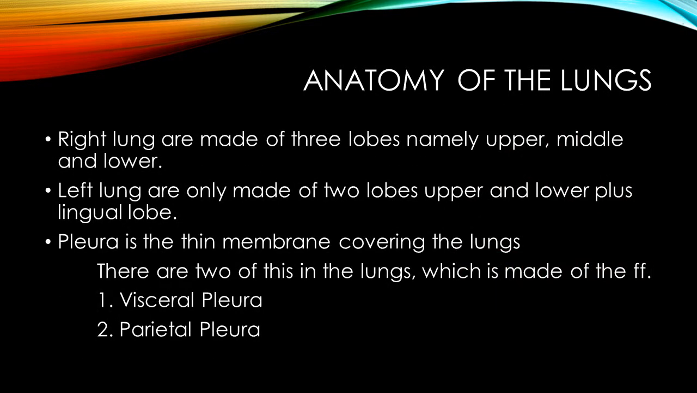The following is the detailed anatomy of the lungs. The right lung is made of three lobes, namely upper, middle, and lower. The left lung is only made of two lobes, upper and lower, plus the lingual lobe. Pleura is the thin membrane covering the lungs. There are two of these in the lungs, which is made of the visceral pleura, or the covering of the lungs, and the parietal pleura, which is the covering of the thoracic wall.